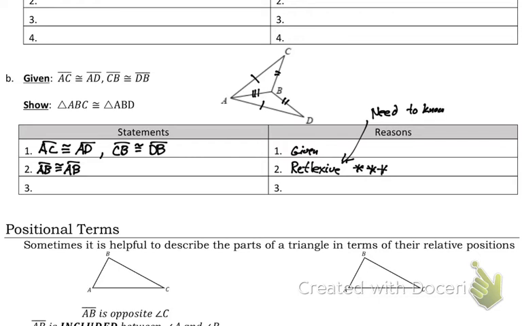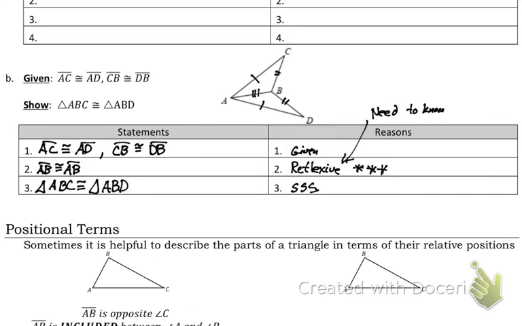This will work for angles too. If a triangle shares an angle with another triangle, that means those are in fact congruent by the reflexive property. So AB equals AB, or AB is congruent to AB, because that's the reflexive property. And now we can go ahead and use our side, side, side. This one's already written for us. This says triangle ABC is congruent to triangle ABD.